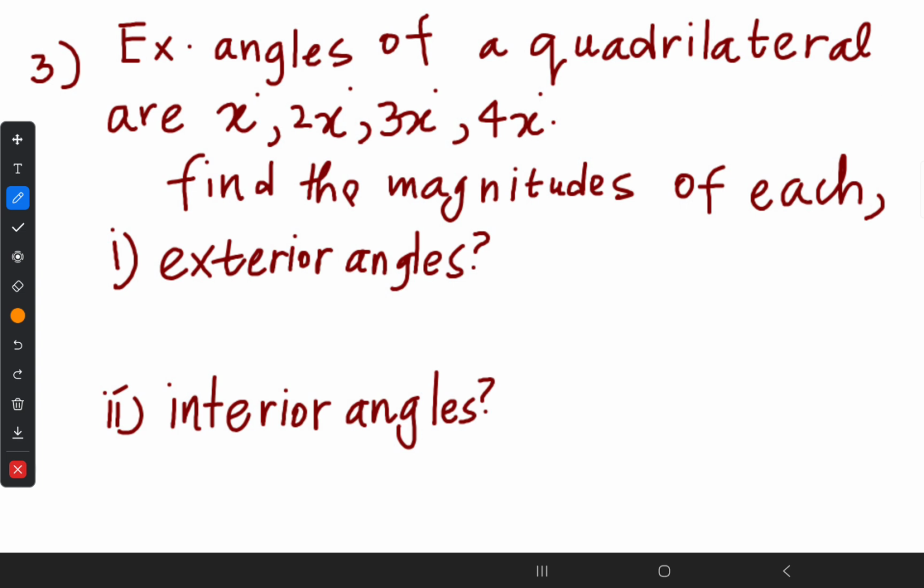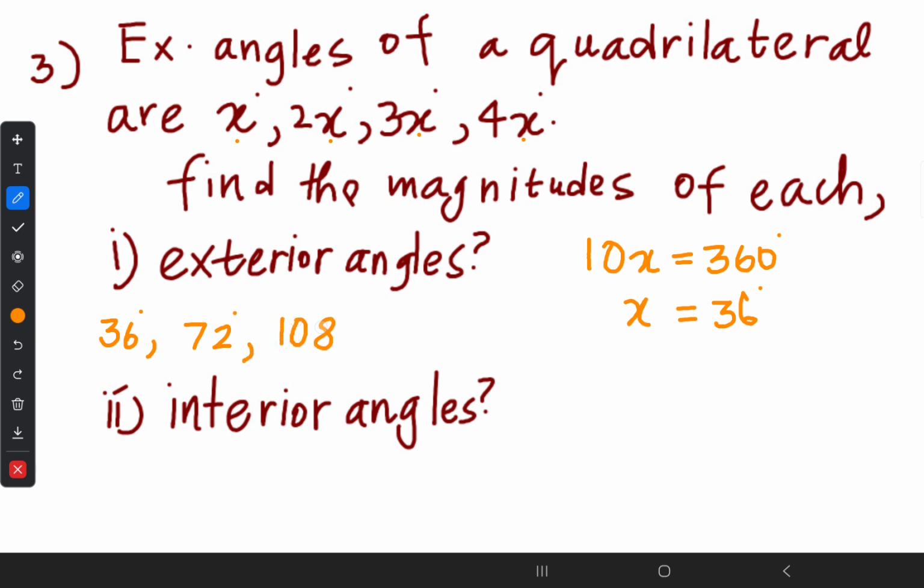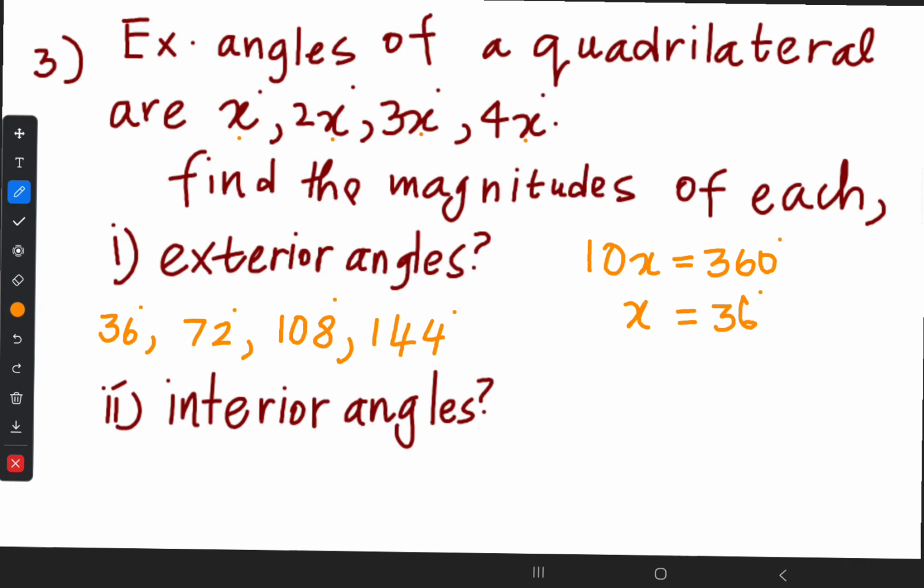So here, for the quadrilateral, let's get the summation of all the angles. x plus 2x plus 3x plus 4x, when you get the summation, equals 10x, which equals 360 degrees. x should be 360 divided by 10, which is 36. So for the exterior angles, x degrees means the first exterior angle would be 36, 2 times 36 would be 72, then 108, thereafter 144. These are the exterior angles.